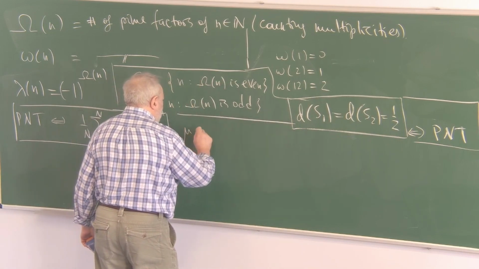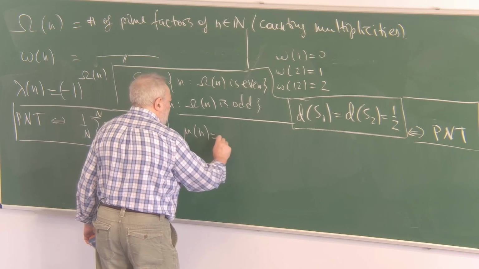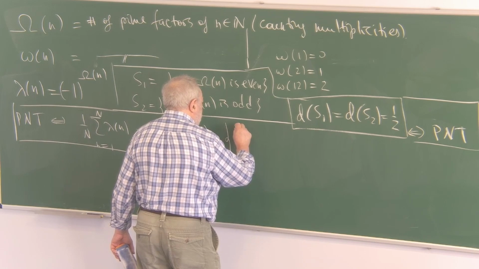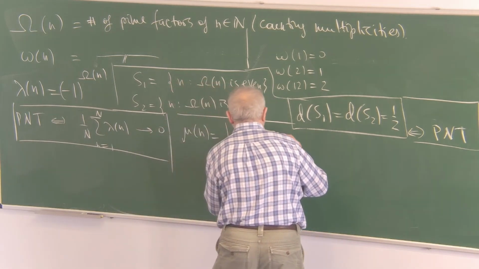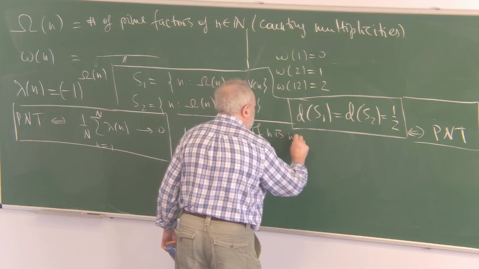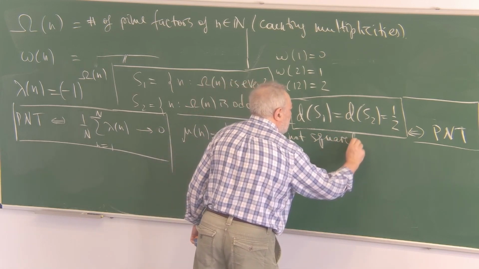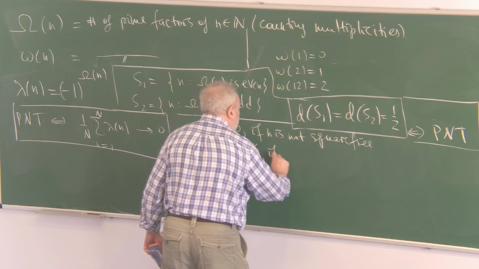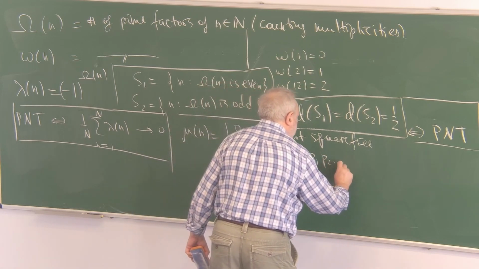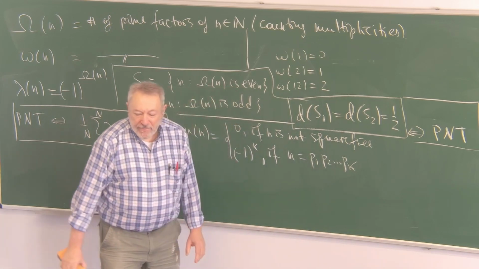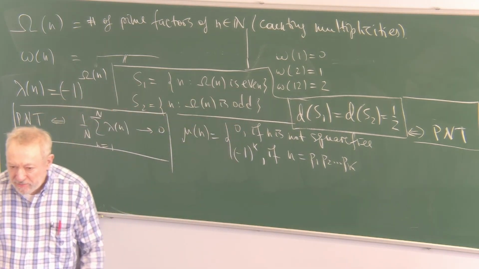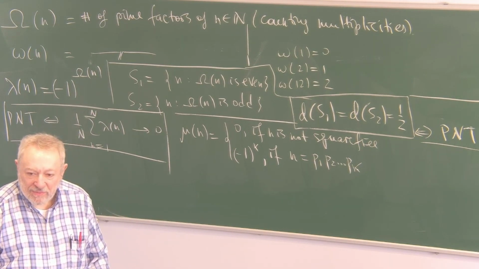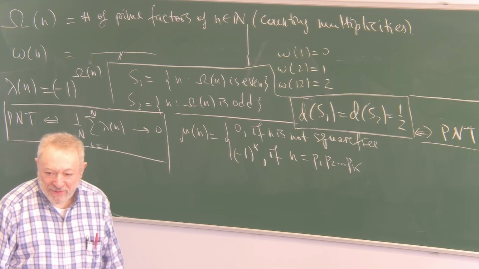And how about this version of PNT? But I have to introduce the Möbius function. So this is yet another important function. It is 0 if n is not square free, and it is (-1)^k if n is square free and is a product of k primes. Okay, so the Möbius function is especially important. So naively I would say that the Liouville function and the Möbius function are the most central functions in those aspects which we want to talk about.